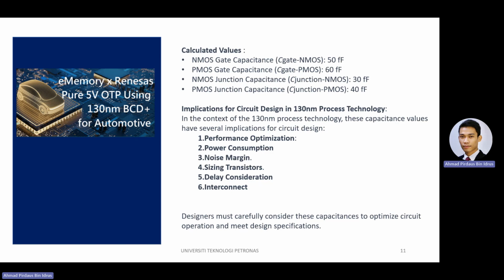So the implication for circuit design in 130 nanometer process technology: the capacitance values have several implications for circuit design. We have summarized six of them. Number one is performance optimization. Second is power consumption. Third is noise margin. Fourth is transistor sizing. Fifth is delay consideration. And sixth is the interconnect. Designers must carefully consider these capacitances to optimize the circuit's operation and to meet the design specifications.